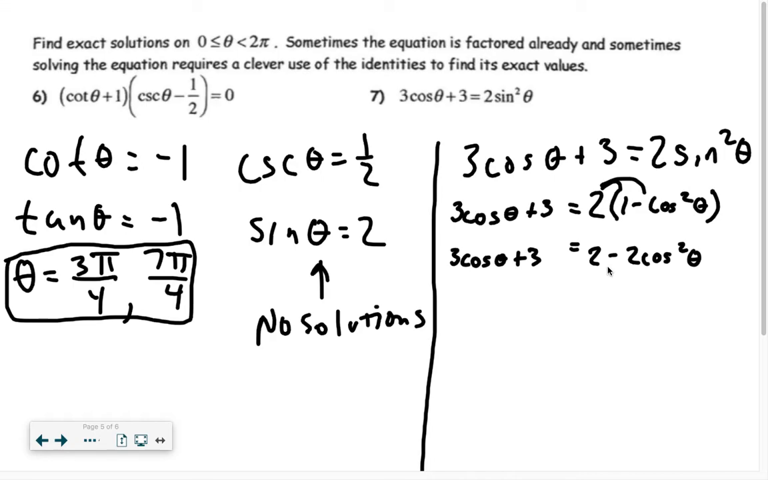What I'm seeing is a quadratic equation where instead of x we have cosine theta. So treat it like that. With quadratic equations, you want to get all of the terms to one side. So I'm going to add 2 cosine squared. I'm also going to subtract 2. So 2 cosine squared theta plus 3 cosine theta plus 3 minus 2 is 1 equals 0.